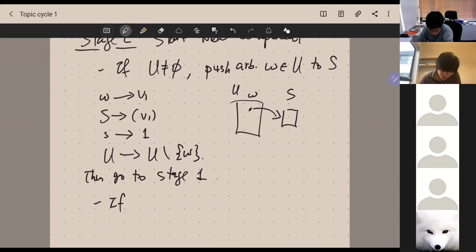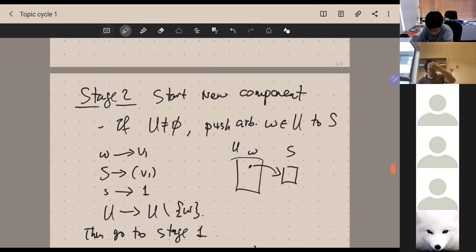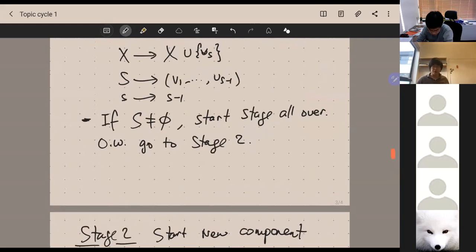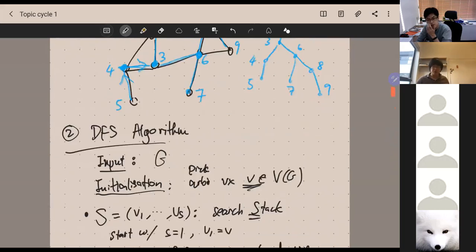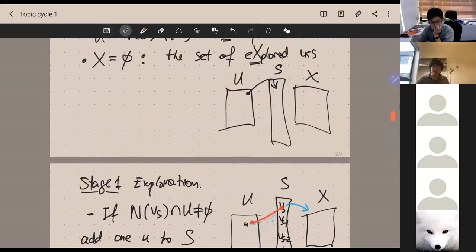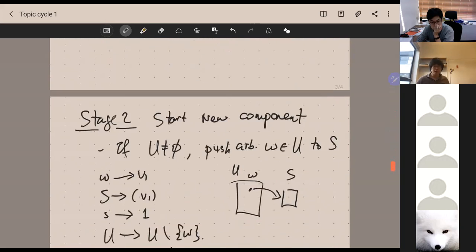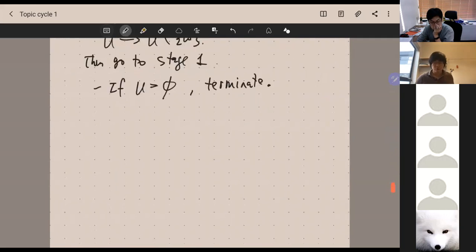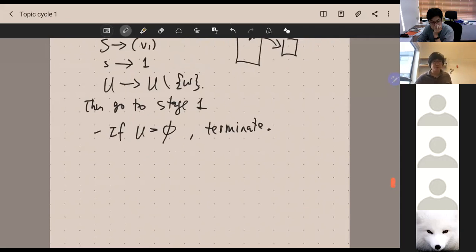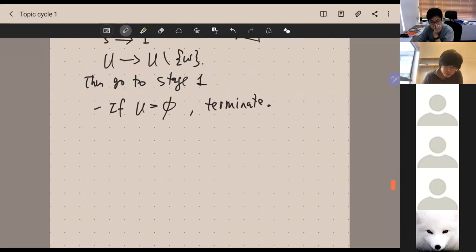The other possibility is we've exhausted all the vertices. So the unexplored vertices is empty. Then we terminate. So as you can see, I wrote this in great detail just to make sure that we are on the same page of the notation and to keep these two pictures in mind. Now I'm going to list some very basic properties that can be proven straightforwardly. And then using these basic properties, we can give a short proof of the question that we raised at the beginning.